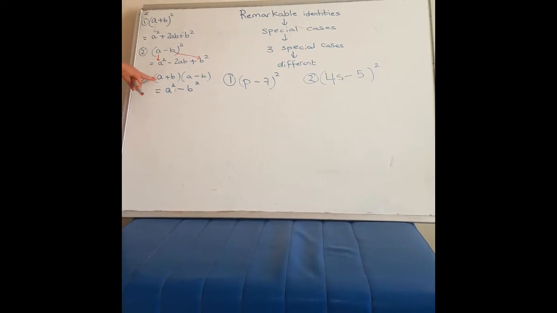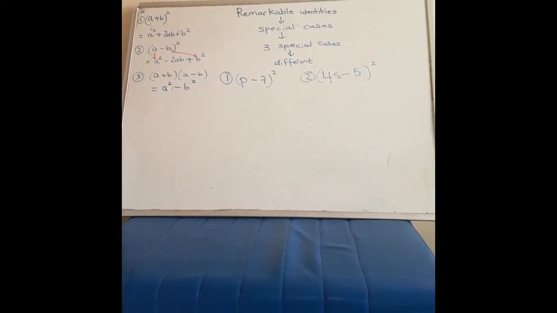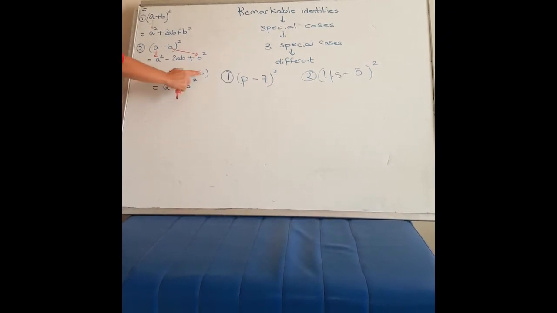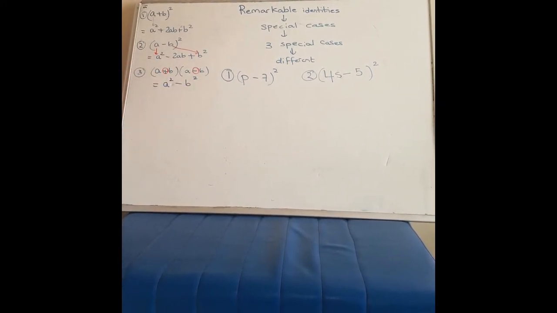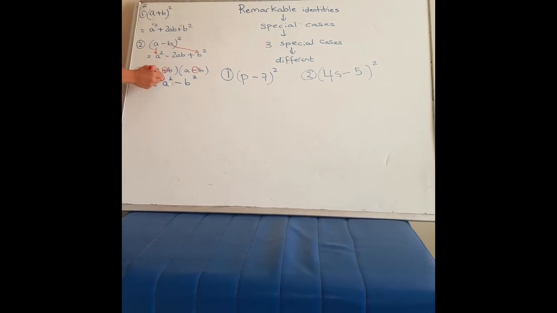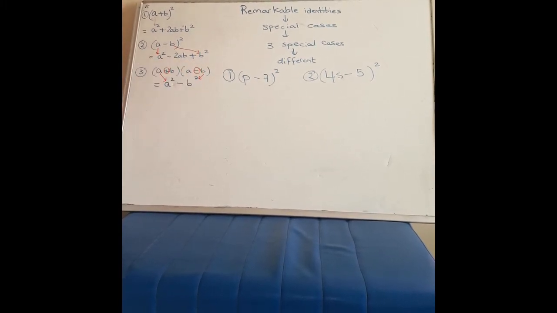The third is A plus B, A minus B. What do I mean by A plus B, A minus B? The same two terms are in both parentheses, but the only difference is the plus and the minus. Both these give me A to the second power minus B to the second power. I'm going to take the A, square it. I'm going to take the B, square it.